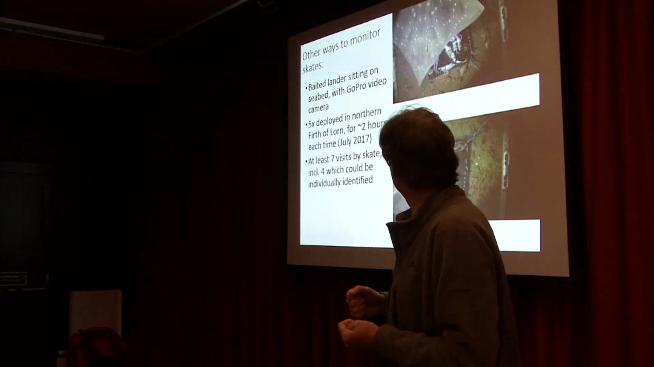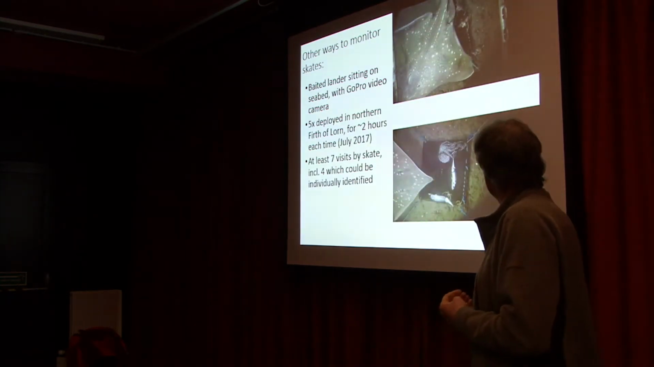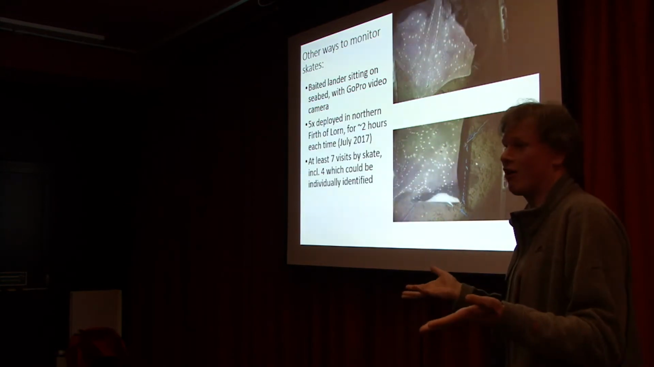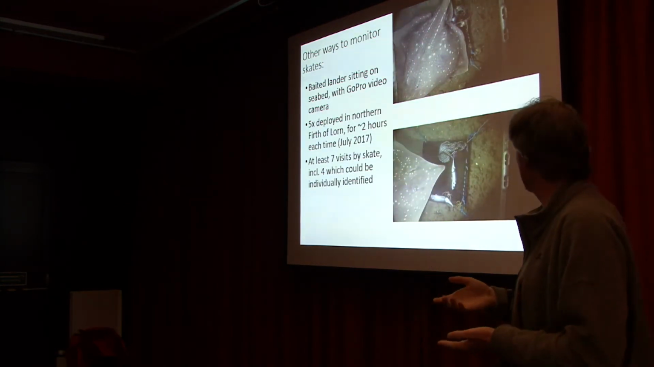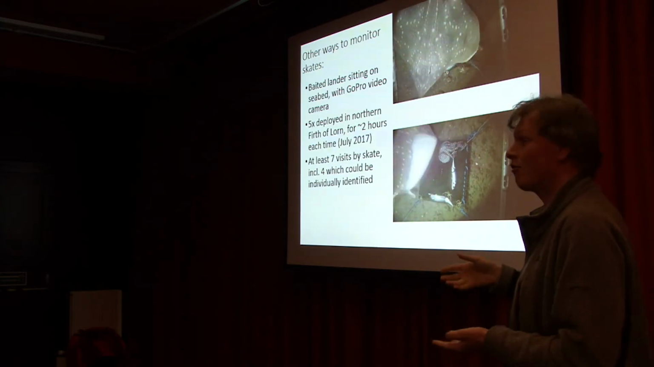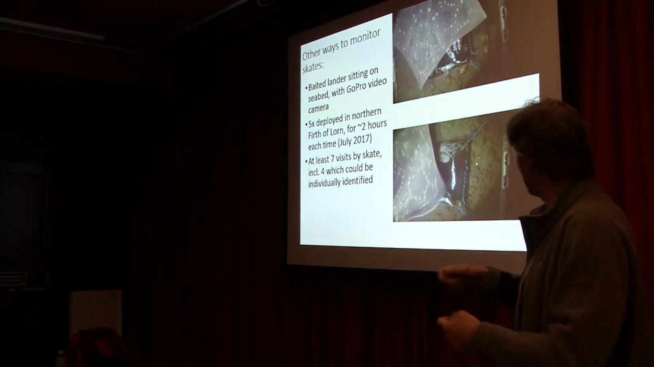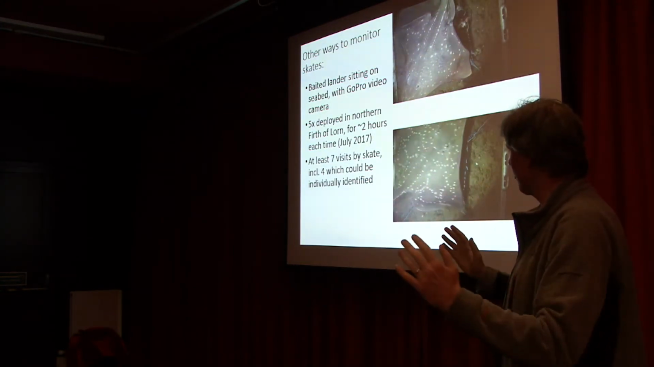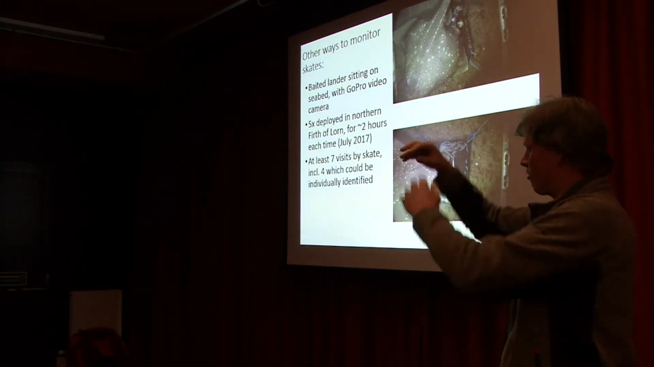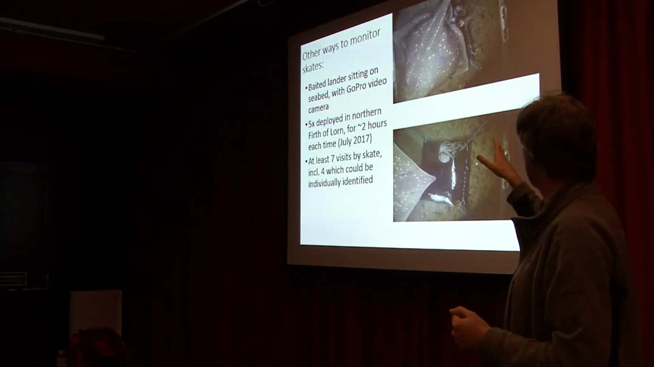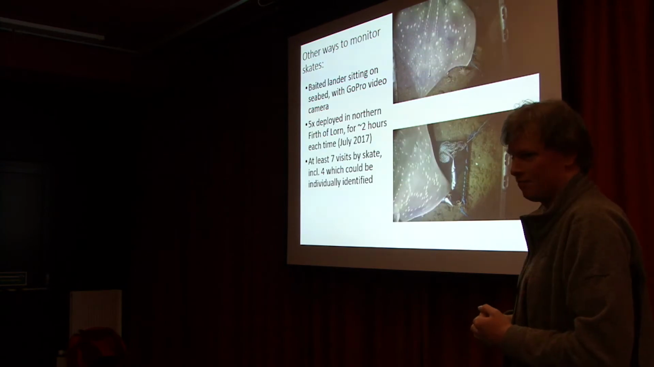And what you see is essentially what you get. This was just to see whether it would work, whether we could attract skates to a baited lander. The lander was not designed to attract skates, it was designed for another purpose. It essentially consisted of a rectangular base with a pyramid structure with a camera in the middle looking down, and we strapped a mesh bag in the middle with some octopus and mackerel in it.